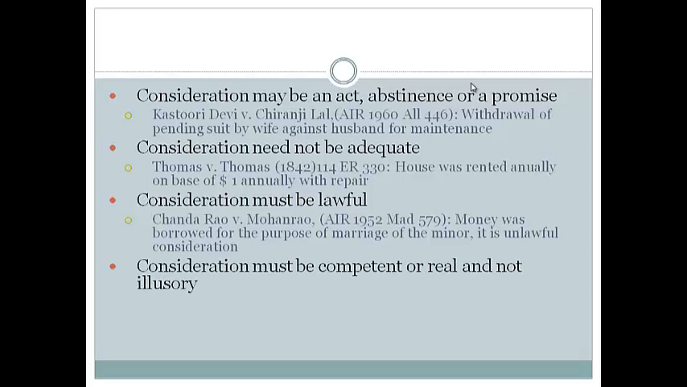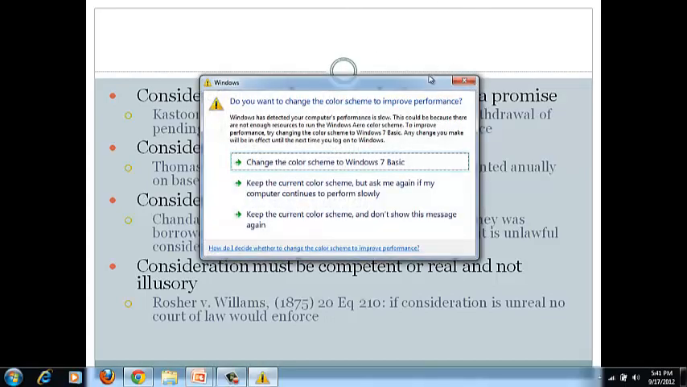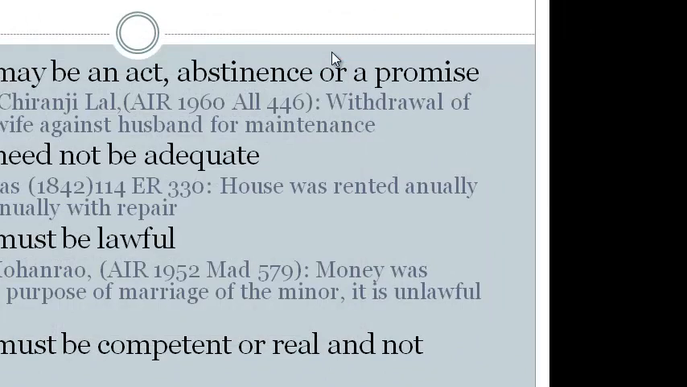Consideration must be competent or real and not illusory. This is very important to define, that how do you differentiate the real from illusory or not competent? The illusory or not competent are basically illegal consideration or impossible consideration. Like, one person who owes rupees 1000 to a wife promised to pay rupees 200 to the third person, the servant of the second person, who in return promised to discharge the first person from his debt. This is legally impossible, because how can a servant or an employee claim for the owner's debt and ask them to redeem? It is not at all possible.